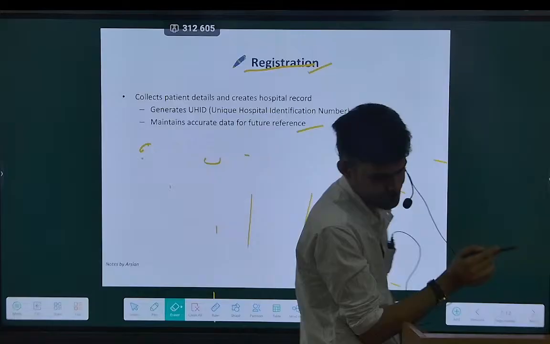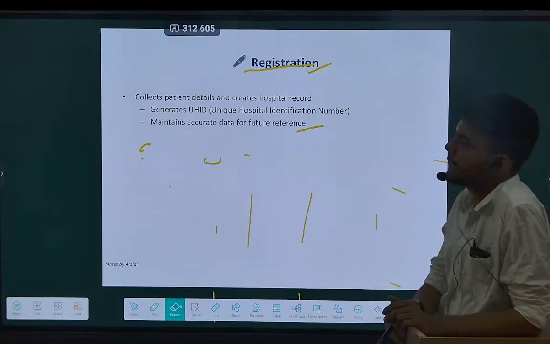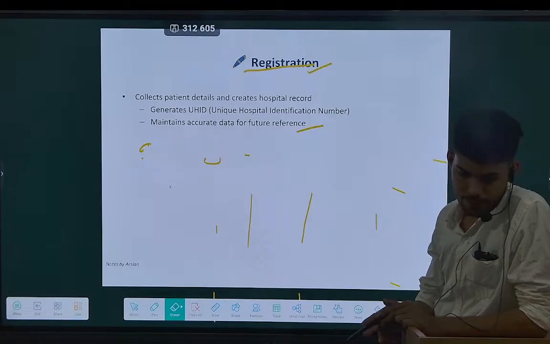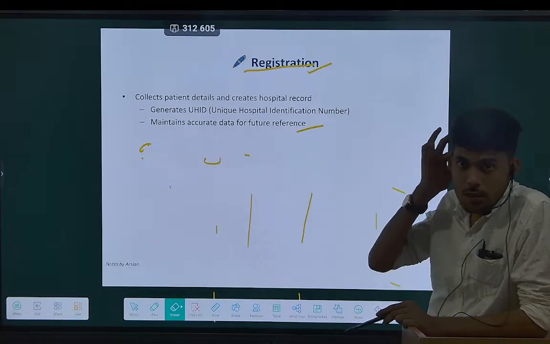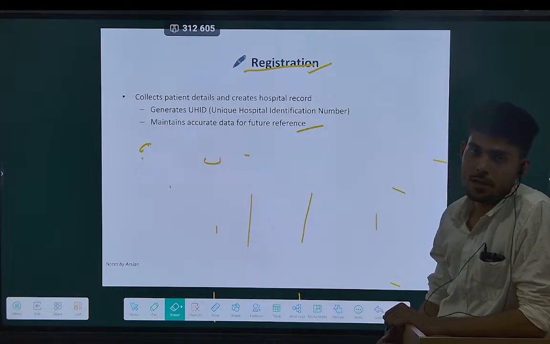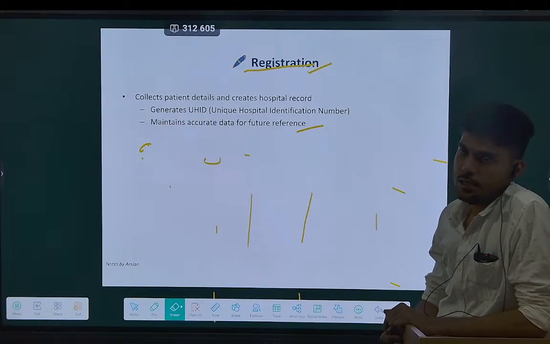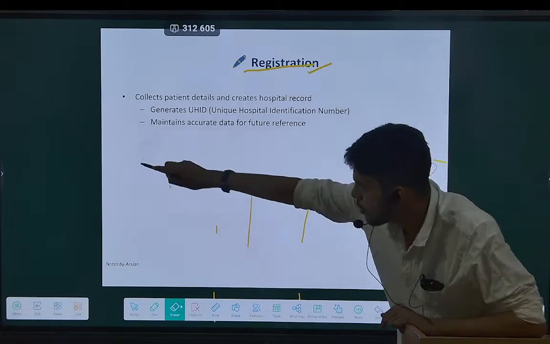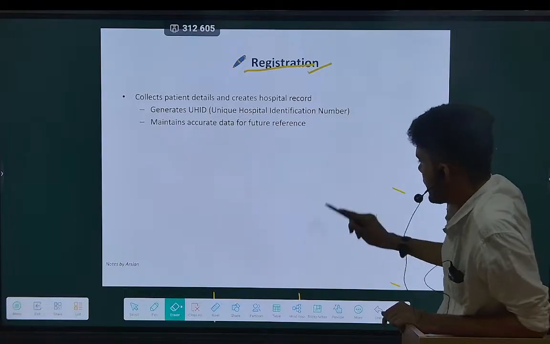What happens if the details you registered are inaccurate? It can affect the treatment of the patient. So you must record this very correctly. There is no chance of making a mistake here.